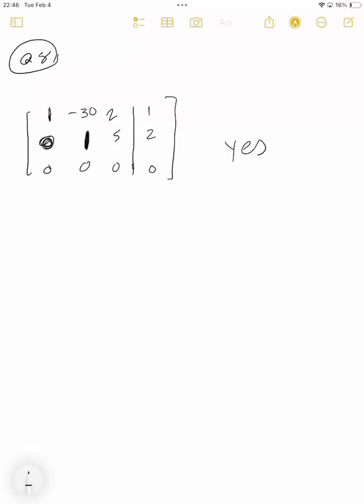And then when I go to the row above it, the 1 is here. And then the last row is made of all zeros. So if you have a row of zeros at the bottom, and the diagonal has 1, and that's it, then we say this is in row echelon form.